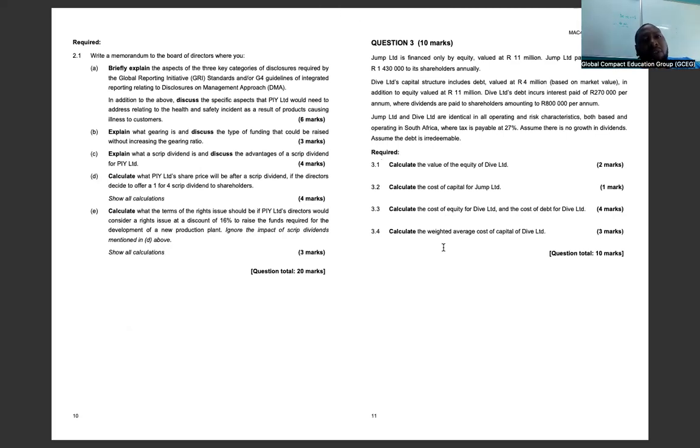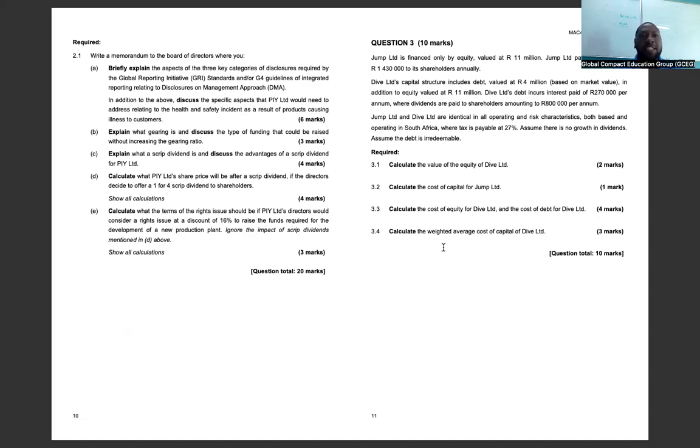Briefly explain the aspects of the three categories of disclosures required by the GRI. So the GRI requires you to report on financial, environmental, and social matters. Those three. As a corporate citizen, you're supposed to disclose your financial issues, which is financial reporting. Now we have ESG reporting, environmental, social, and governance, but when we are looking at GRI, it does not speak of governance. It speaks of environmental, social, and financial. Only those three. So you just need to discuss them and expand those.